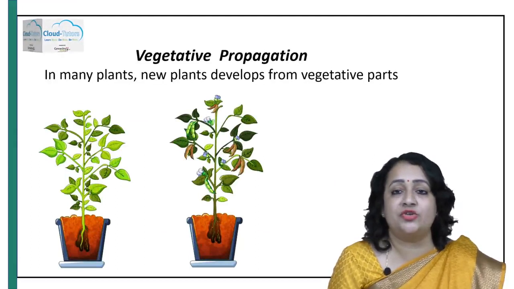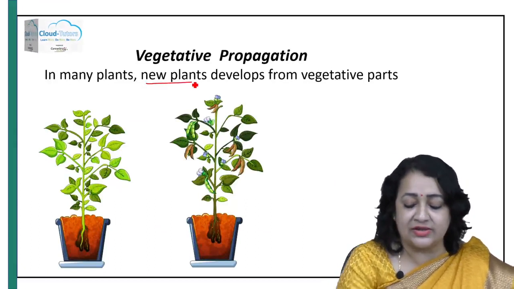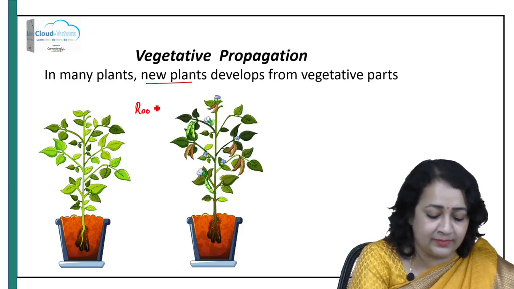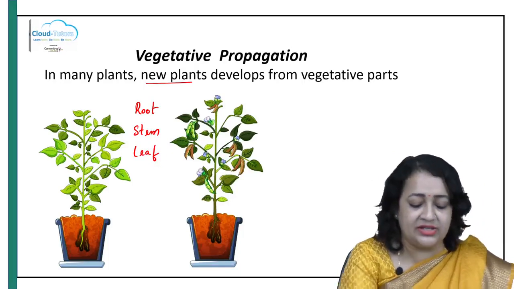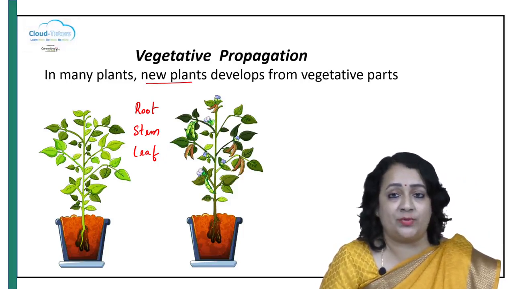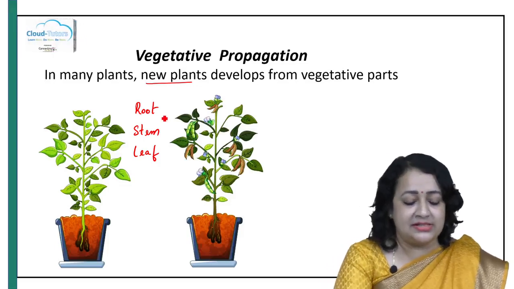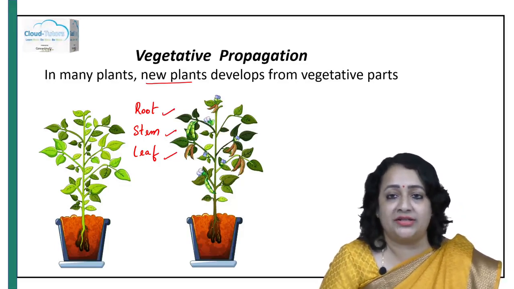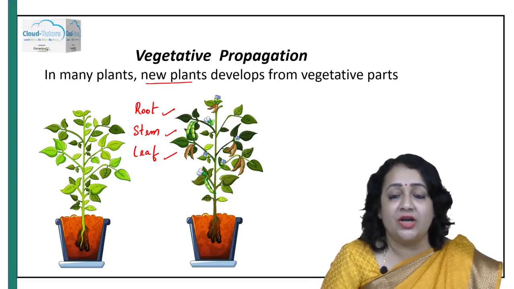So next comes the vegetative propagation. So vegetative propagation, in many plants, new plants will develop from the vegetative part. Now when I say vegetative part, it can be root, it can be stem, or it can also be a leaf. So these are the vegetative part. So in a plant there is vegetative part and reproductive part. Reproductive part are nothing but the flower and the fruit, whereas these are the vegetative part. So if you are going to propagate using these vegetative part, that is root, stem or leaf, then we call the mode of reproduction vegetative propagation.